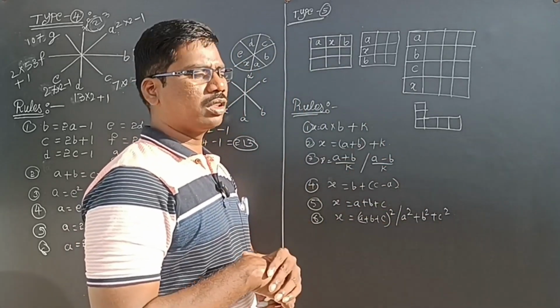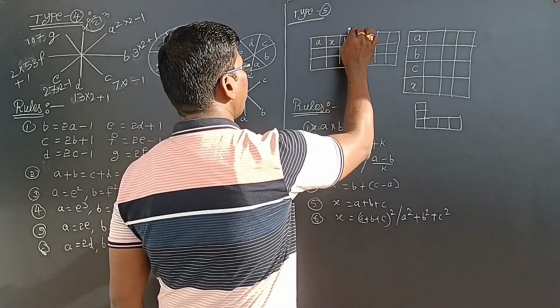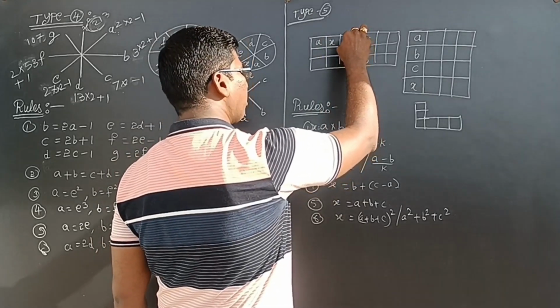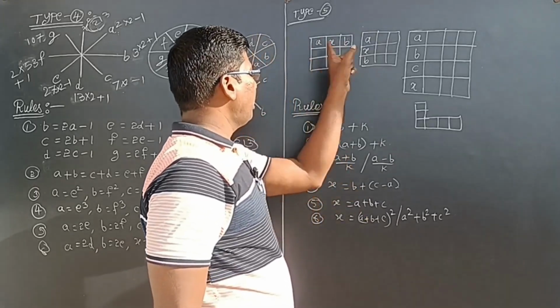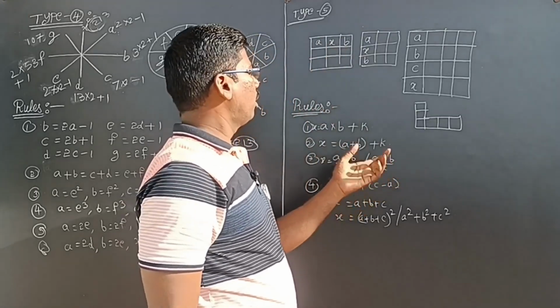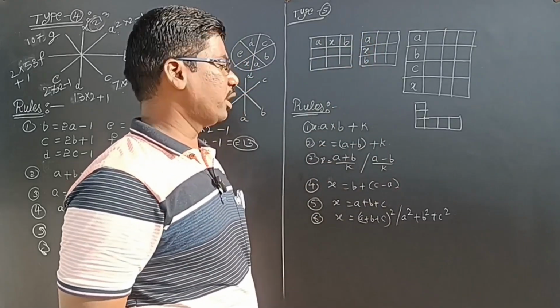So you have to use these formulas. How do you get this x? By multiplying these two numbers, adding some number. Otherwise, by adding these two numbers, adding some number. Otherwise, these two numbers multiply and divide with another fixed number.